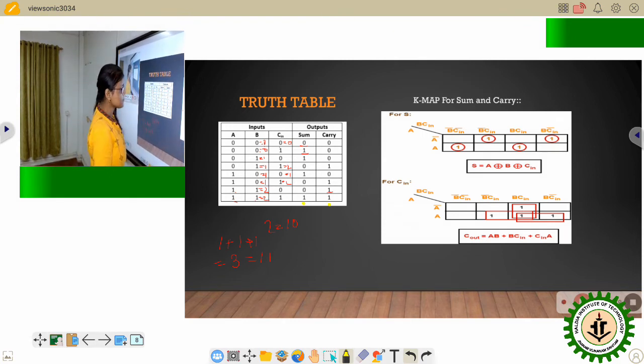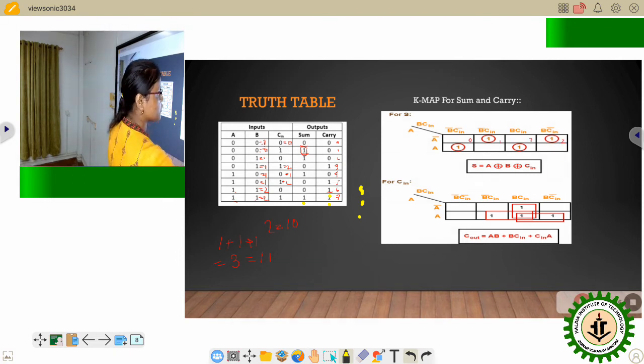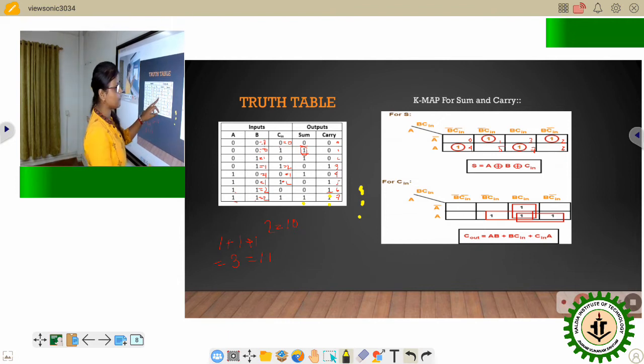Now the K-map for sum and carry. In the K-map of sum, this is 0, 1, 2, 3, 4, 5, 6, 7. We are getting the sum 1 in the higher value places. So we are putting ones in the first place, next in the second place, next in the fourth place, and next in the seventh place.